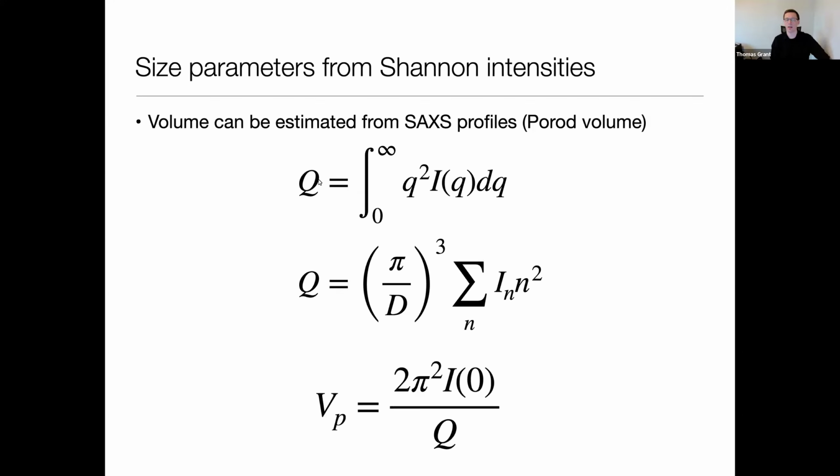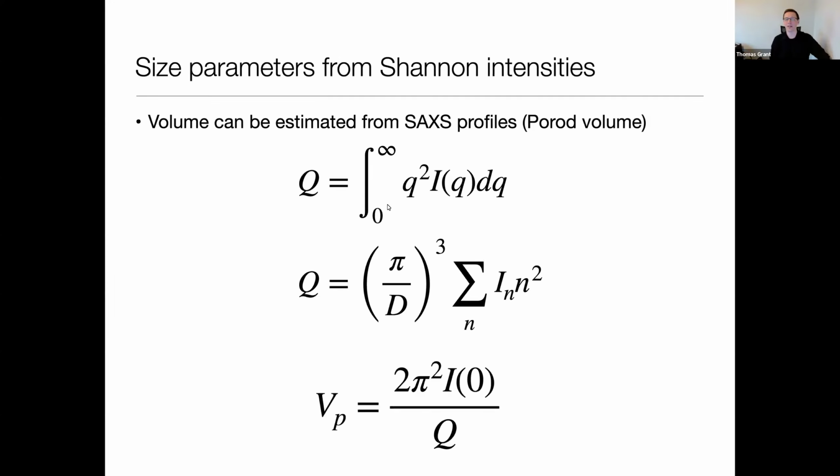This Q value, this Q here, is not to be confused with the other two Qs, where the lowercase q is the x-axis. The other Q that we had earlier was this more Q of R thing. This is a different Q called the Porod invariant. Don't ask me why all these scattering theorists decided to use Q for everything. But this is called the Porod invariant.